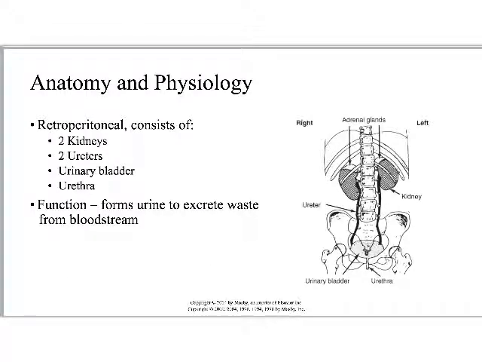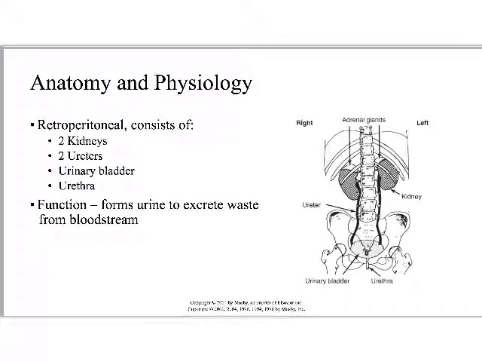Looking at the textbook on pages 212 and 213, it is helpful to know that primarily the anatomy that we're looking at is retroperitoneal. It's there behind the peritoneum: two kidneys, two ureters, the urinary bladder, and the urethra. The urinary bladder is going to be below the peritoneum, so not necessarily retroperitoneal, but below it.